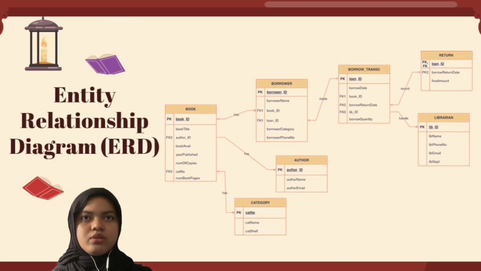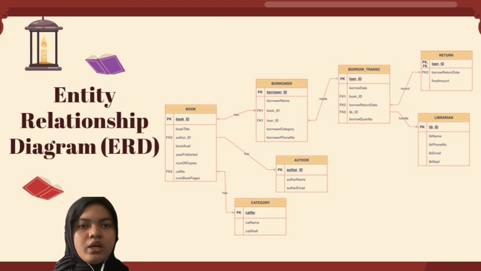Business rules. We have 6 business rules. A borrower can borrow 1 or many books, and a book can be borrowed by 1 or many borrowers. A book can have 1 category, and a category can have many books. A borrower can make 1 borrow transaction per time, and a borrow transaction can be made by 1 borrower. An author can write many books, and a book can have 1 or many authors. For each borrow transaction, the return shall be recorded and a fine shall be generated. And for the last one, each borrow transaction is handled by many librarians, and a librarian can handle 1 or many borrow transactions.